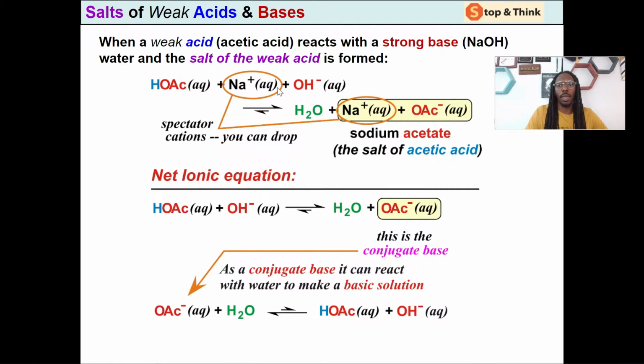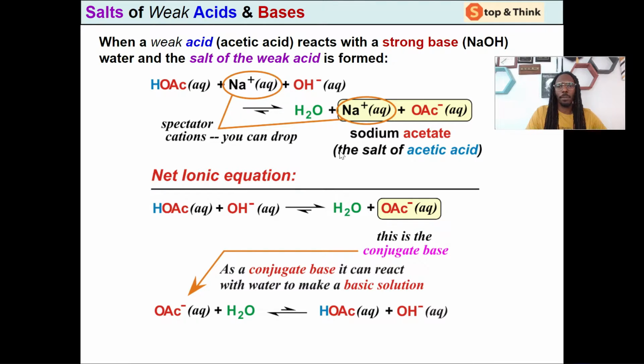The weak acid salt is going to look like this: sodium acetate. This is the salt of this weak acid here. Of course, we have to understand it's in solution, so it's in the ion form, but this is what we're producing. Anytime we have a strong base and a weak acid coming together, the salt of that weak acid will always be formed.